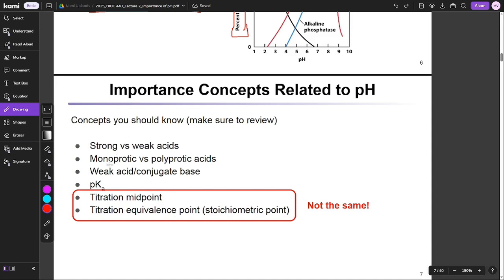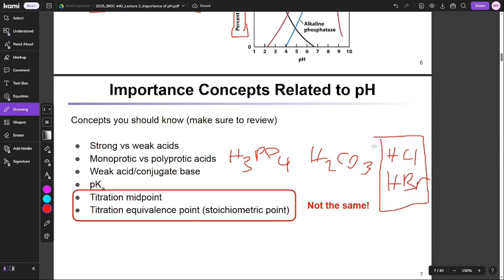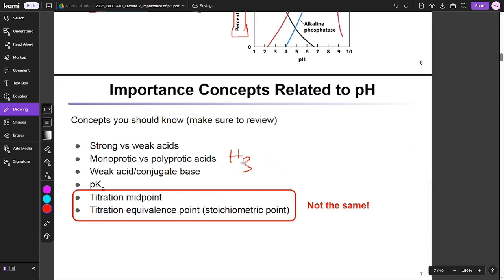For monoprotic versus polyprotic acids, just remember phosphoric acid, H3PO4. This is a polyprotic acid. Carbonic acid, H2CO3, also polyprotic. HCl is monoprotic, right? HCl, HBr, these are monoprotic, and these others are polyprotic. So, weak acids, conjugate bases.